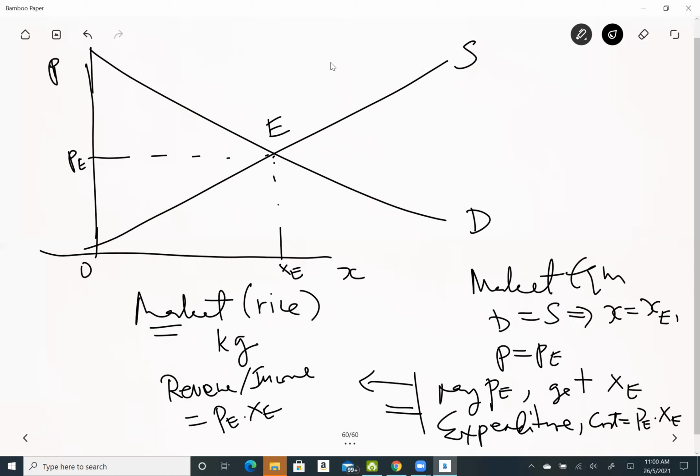Now let's look at the market, the consumer side. Now if you look at this diagram, where is the expenditure? Just look at the graph. You know that is PE XE. So where in the diagram is the expenditure?